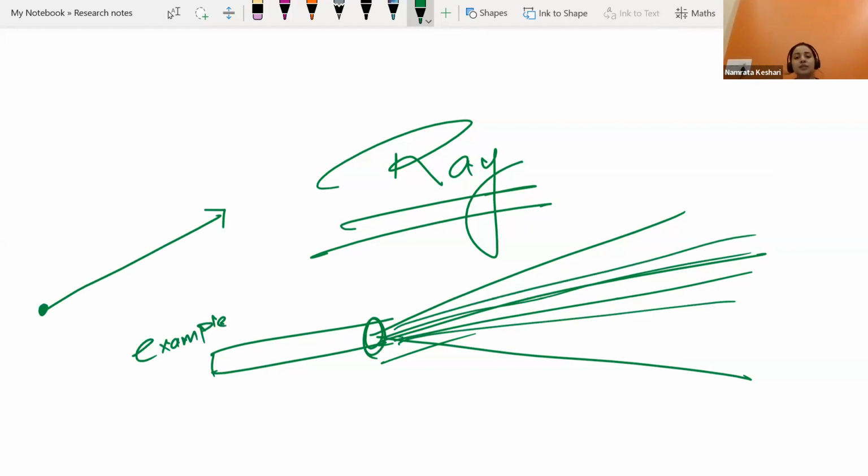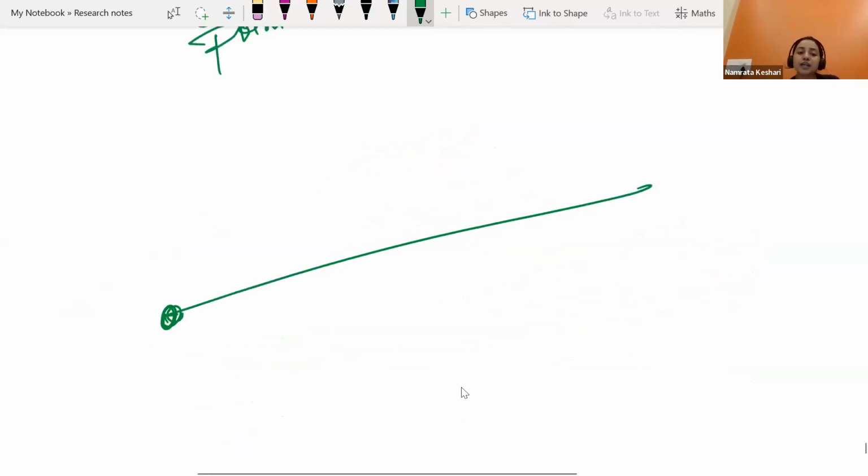It will keep on going in this direction. However, this is the endpoint. Yes or no? Yes, ma'am. A ray is such a line having one endpoint, and in the other direction we draw an arrow. That's how we represent a ray. Whenever this type of line is there, you are going to call it a ray.